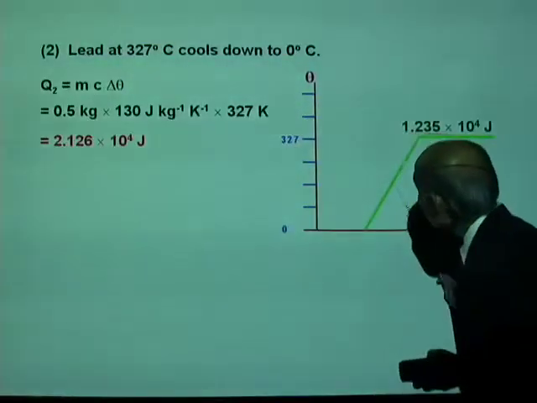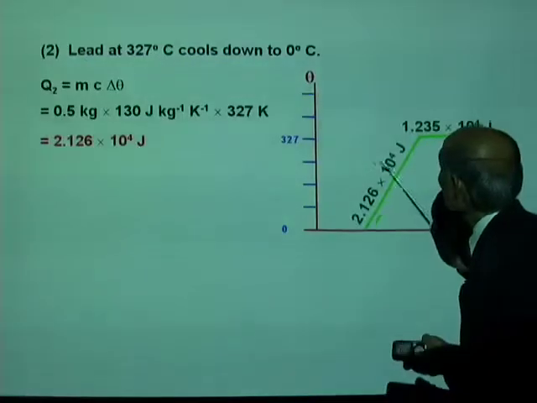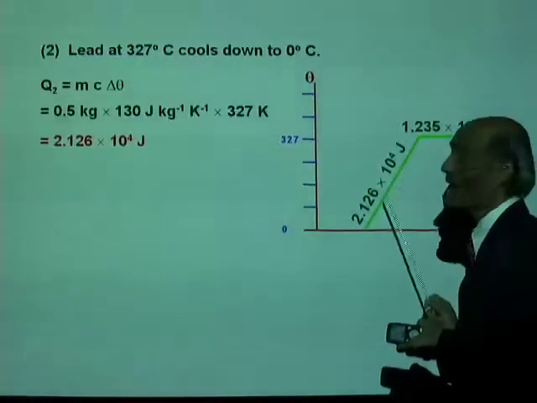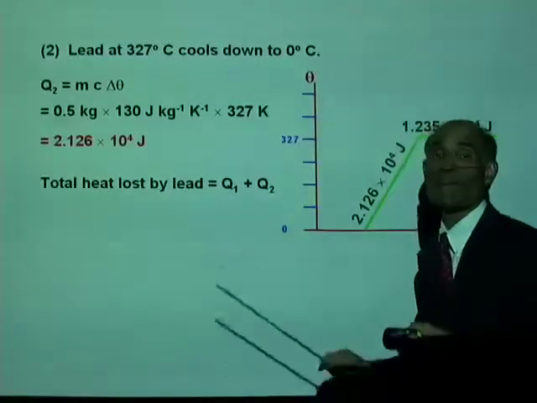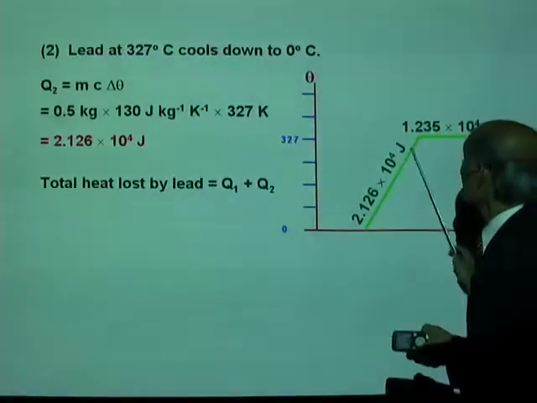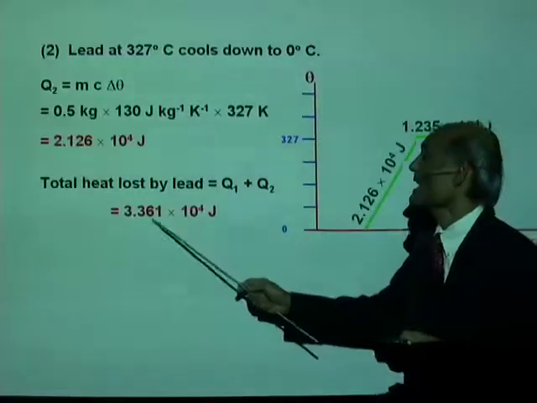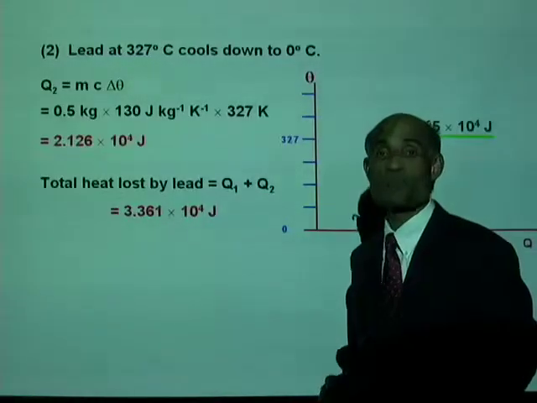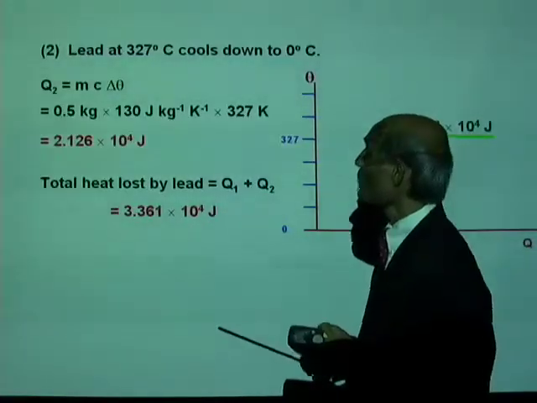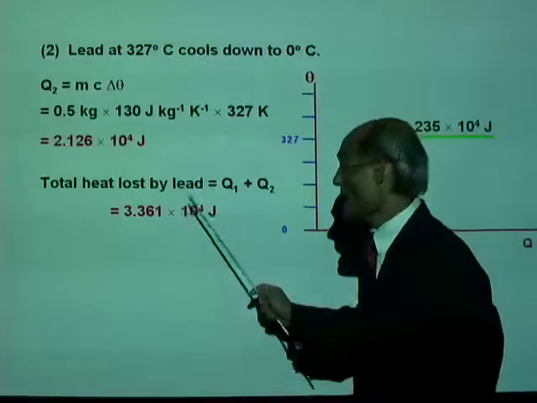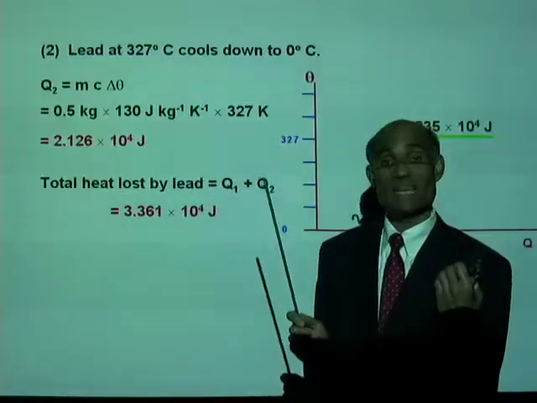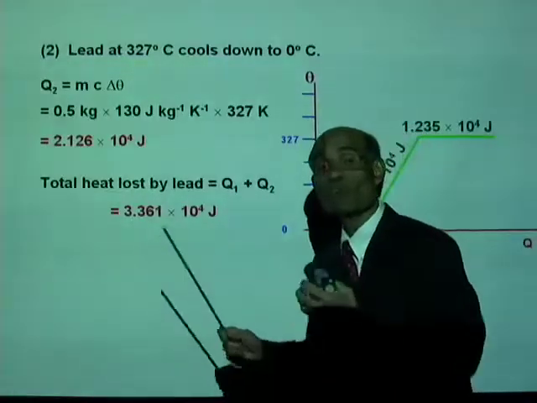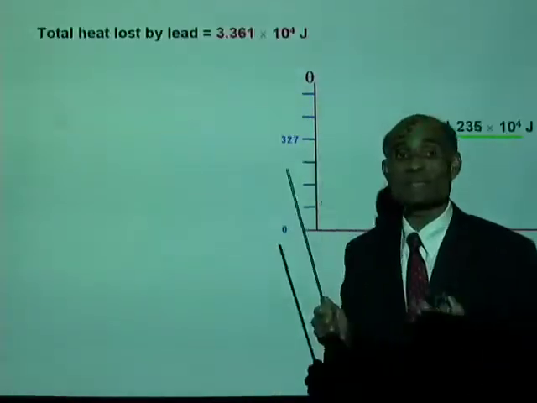Now, this is the stage when that much energy is lost by lead. Now, what is the total heat lost by lead? It is Q1 plus Q2, that is 3.361 times 10 to the 4 joules. And now, all this heat loss is going to be absorbed by ice. Let's set up the equation for the heat absorbed by ice.